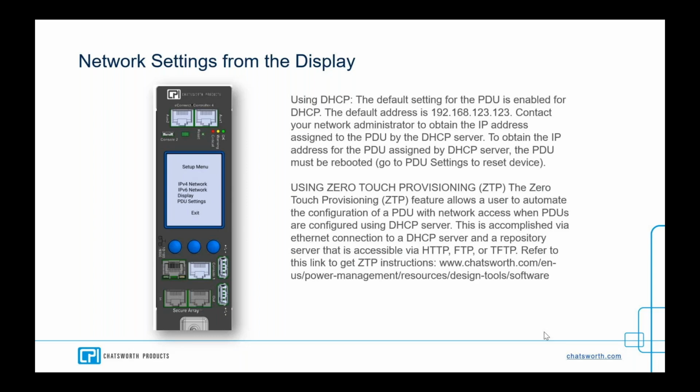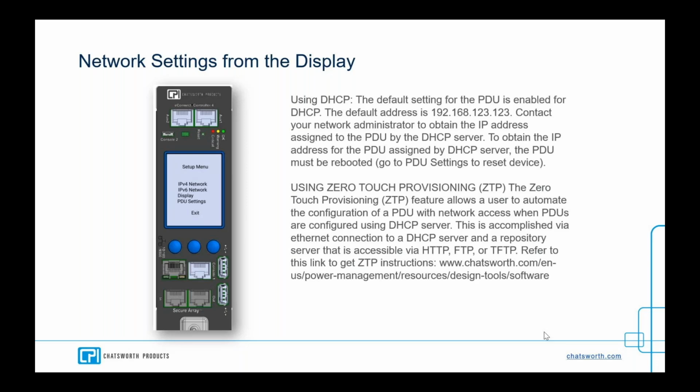When setting up from the display, you first want to determine if you're using DHCP or Zero Touch Provisioning, ZTP. DHCP will be enabled by default on the PDU. If you work with our PDUs already, you've probably seen the default address being 192.168.123.123. You can assign your own IP address by working with your network administrator, and to obtain the IP address assigned by the DHCP, you will need to reboot the PDU first.